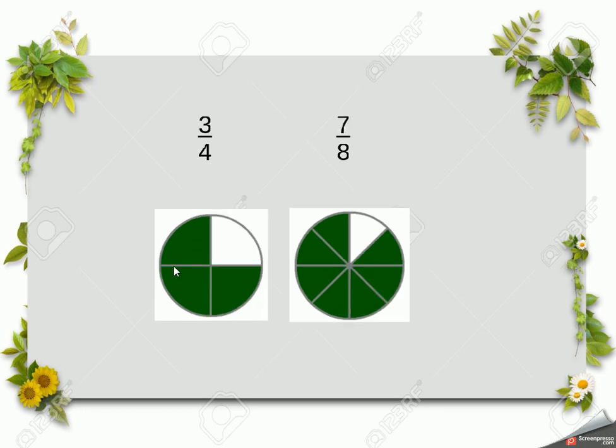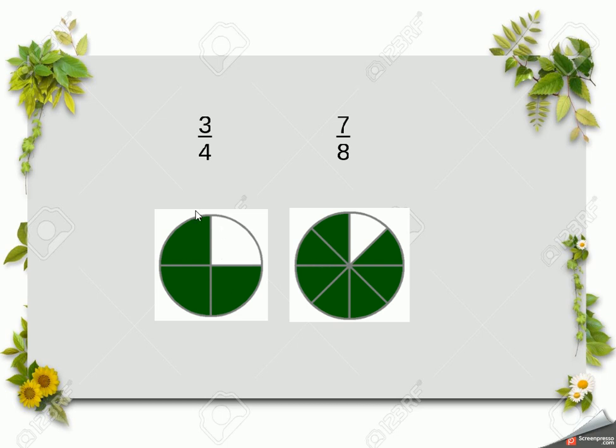This one here, we've got 3/4 and we've got 7/8. So 8s are smaller pieces. You've chopped the original circle into 8 parts, but you've got more of them. You've got 7 compared to the 3. So which one is bigger? In the picture, it's easy to see the 7/8 is bigger because we've shaded in more.